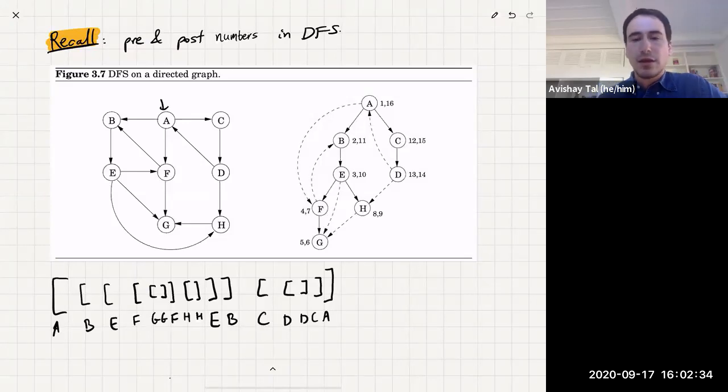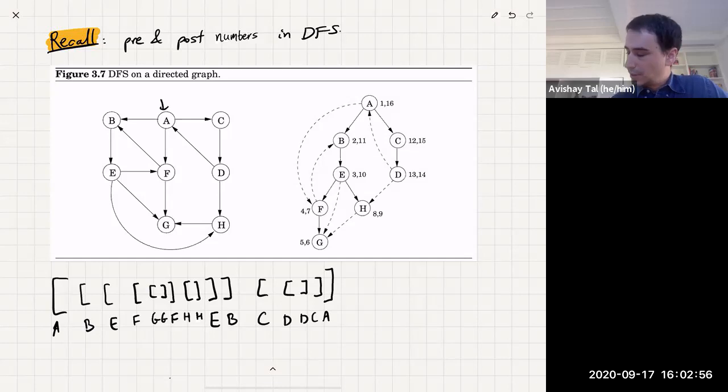Okay, and it's a good exercise, if you're still uncomfortable with this example, to try and do it on your own. You can also pick other orders. So maybe try to do the same example, but start from D instead of A. So it would give you a different tree.